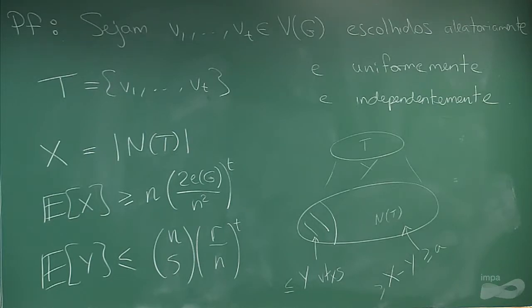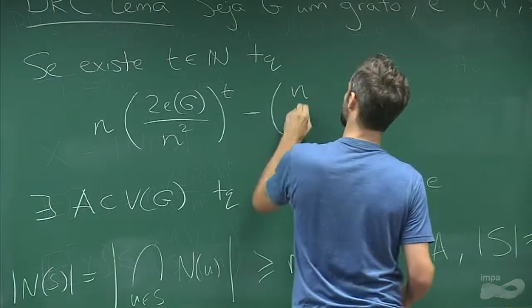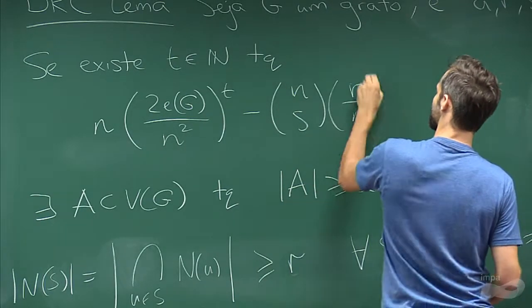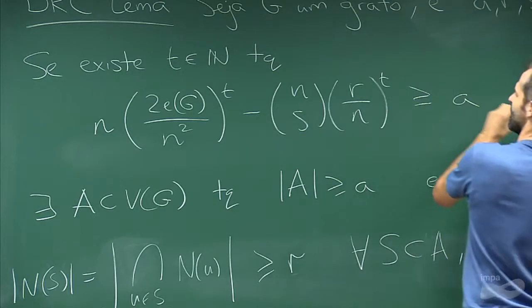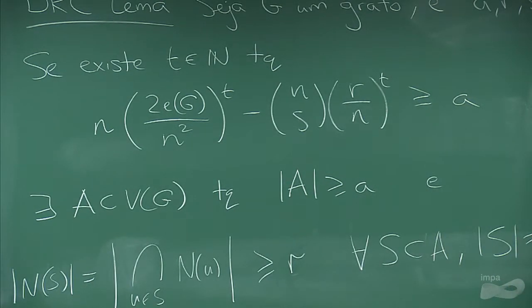N times 2e of g over n squared to the t minus n choose s r over n to the t is at least A. Right? Which is exactly what you need to make the argument work. If the expectation of x minus y is bigger than zero, then at least one t exists. Remember the expectation of x minus y. So it exists, right? Yeah, exactly.